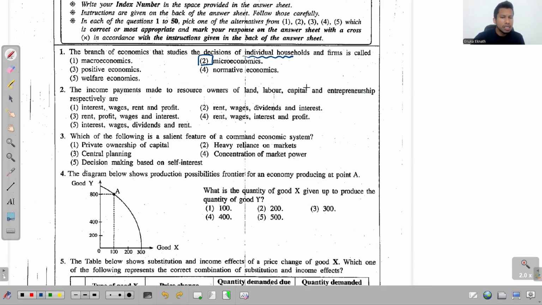This is once again another very easy question. Even in O-level commerce, you have this stuff, right? So the payment for land we recognize as rent. And the payment for labor we recognize as wages. The payment for capital we recognize as interest, and the payment for entrepreneurship we recognize as profit. So rent, wages, interest, and profit. Answer is the fourth one.